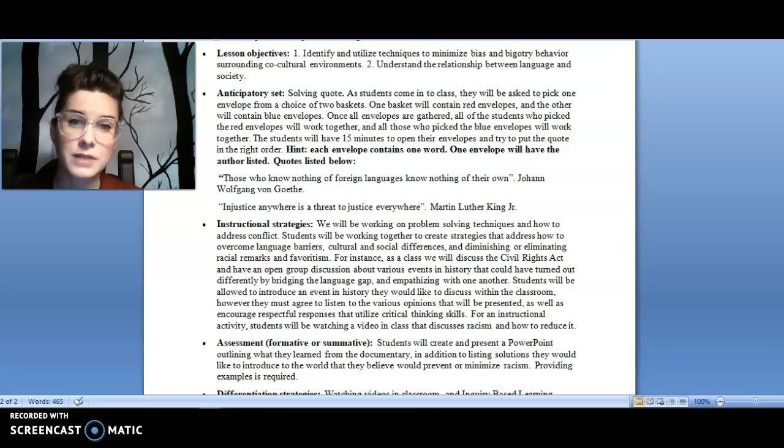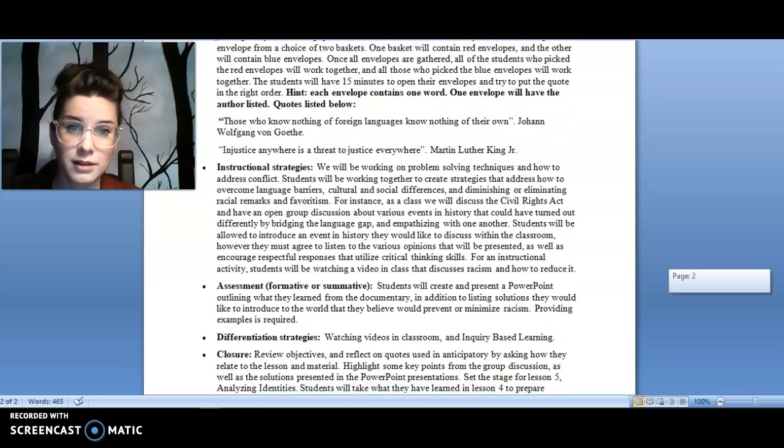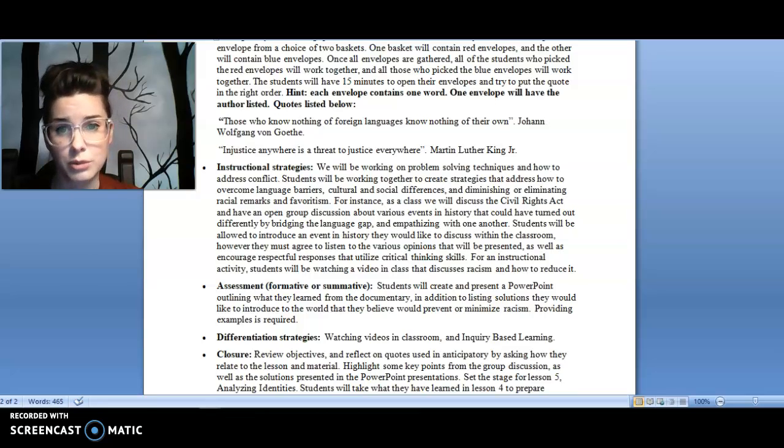The students will have 15 minutes to open their envelopes and try to put together the quote in the right order. Now, the envelopes do have one card in the red or the blue side that's going to list the author. Sometimes it's going to be a little bit of a hint if it's a famous quote, and they'll know what order to put it in because of that author. One envelope will have the author listed, as I mentioned, and there's going to be one word per envelope.